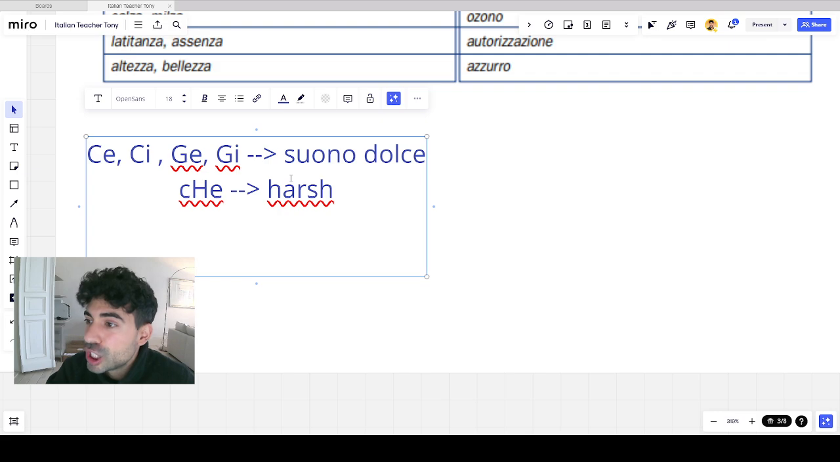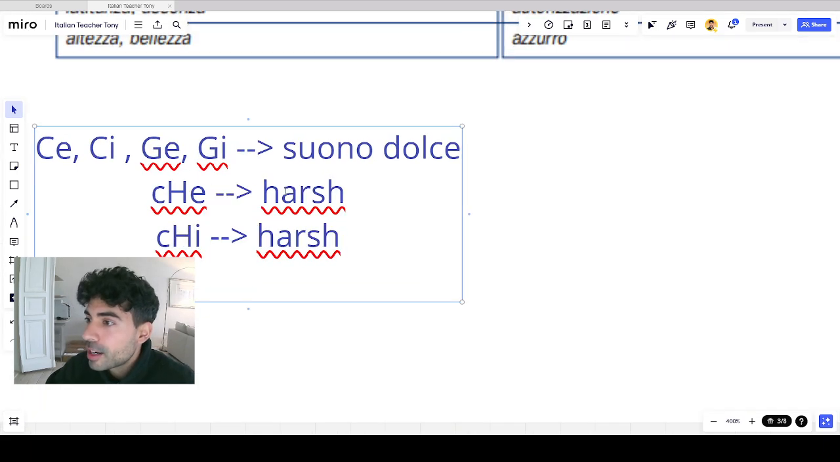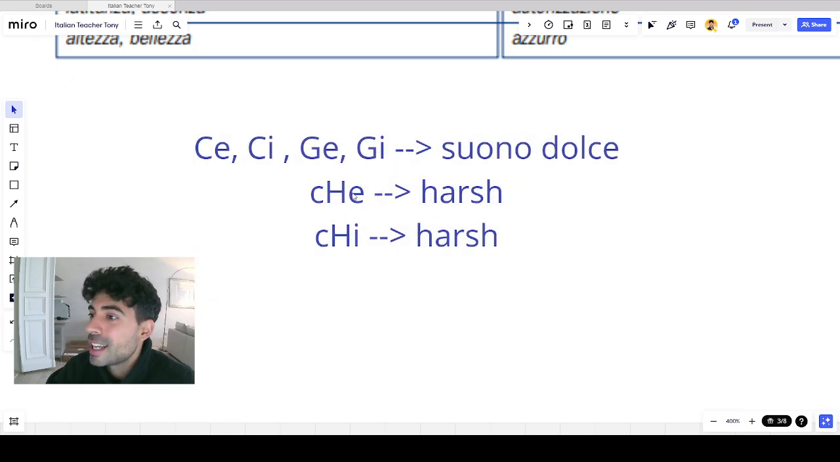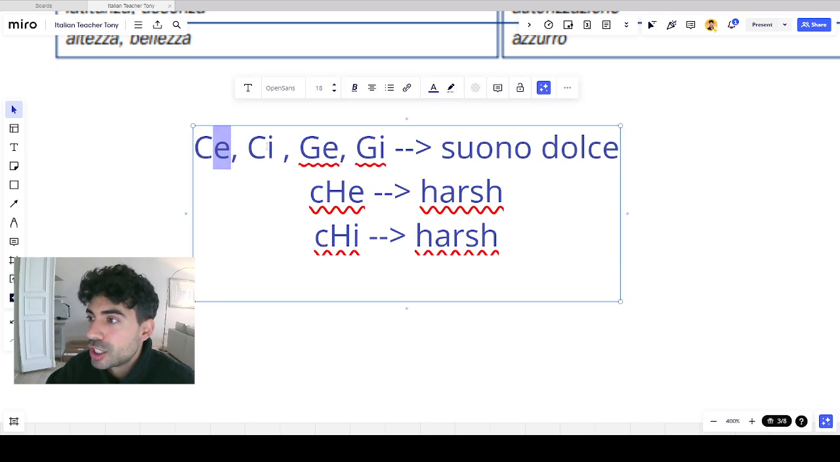Let's try another one. If we want to make ci into a harsh sound, we put an H. C, H, I is going to be chi, not ci. Chi, harsh. So be careful that in Italian, this is not going to be read ce, ci, it's going to be read che, chi. So whenever you see an H between the C and the vowel, especially if it's a soft vowel, it will make the sound harsh.